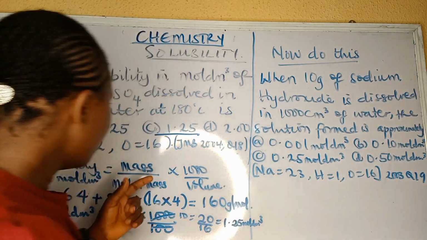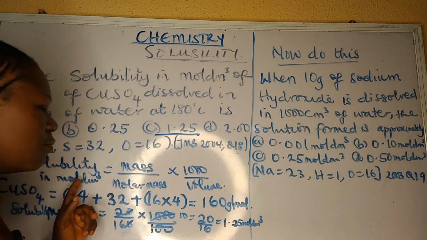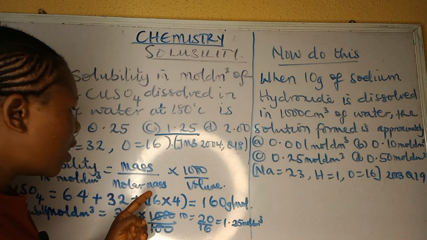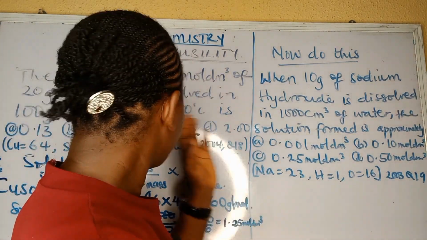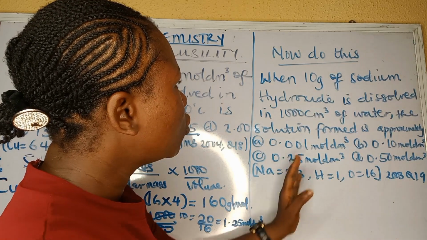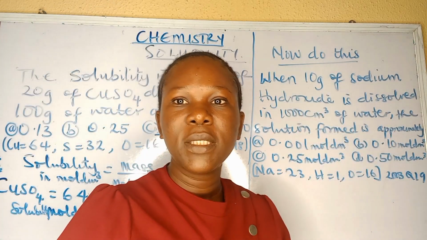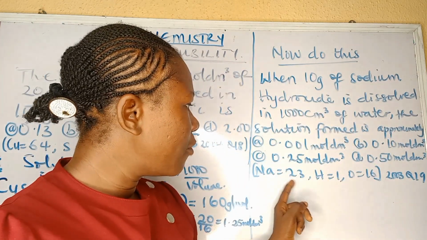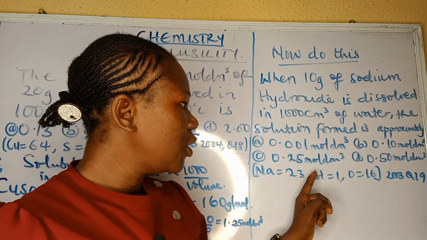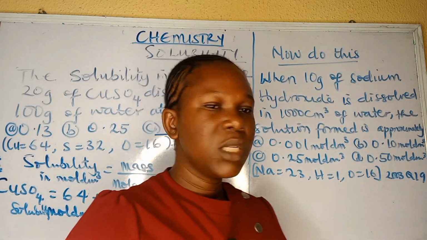So using this same formula, solubility in mole per dm cube equals mass over molar mass multiplied by 1000 over volume. You can work out your answer, but don't forget to calculate the molar mass of sodium hydroxide. The information has been given here. 23 for sodium, hydrogen is 1 and oxygen is 16.